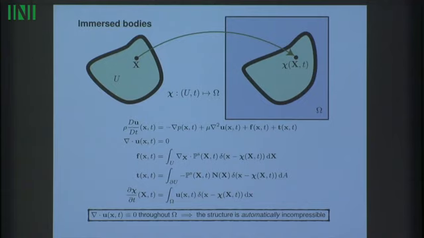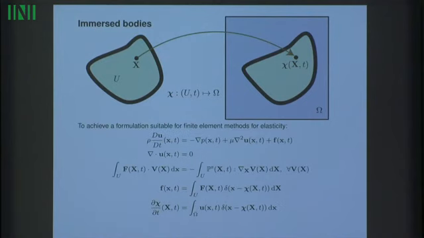One thing that you can hope to take advantage of is the fact that we're solving the incompressible Navier-Stokes equations everywhere in the computational domain. That makes it seem like it ought to be the case that the structure is automatically incompressible. That is definitely the case in the continuum equations, but it may not be the case in the discrete equations. So in order to get a formulation that we can actually discretize relatively easily, we introduce a variational statement of this force.